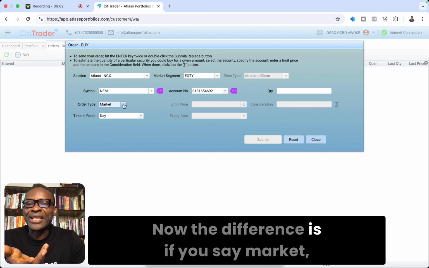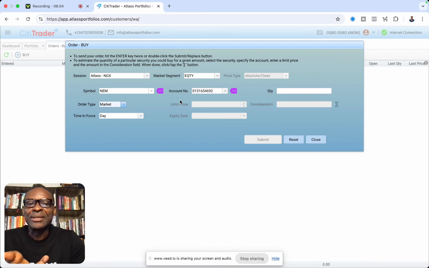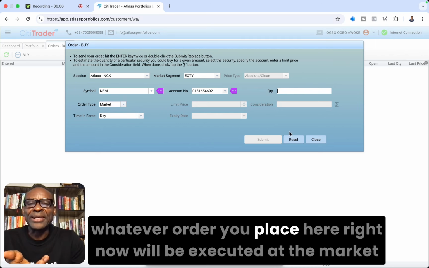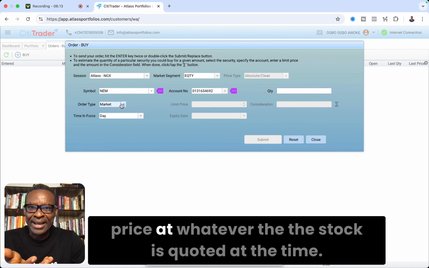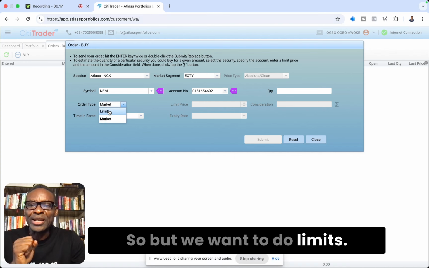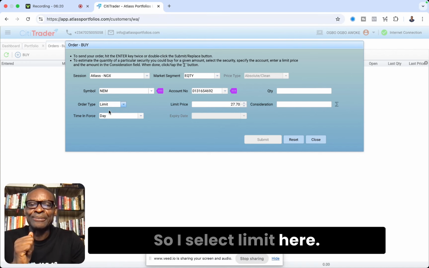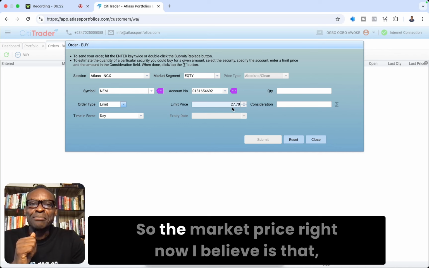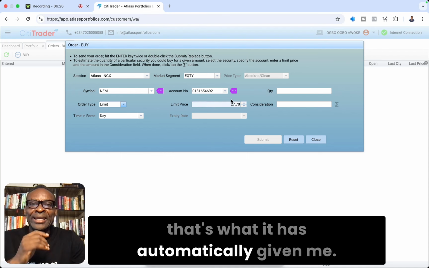Now, the difference is if you say market, whatever order you place here will be executed at the market price, at whatever the stock is quoted at the time. But we want to do limits. So I select limit here. The market price right now is what it has automatically given me.